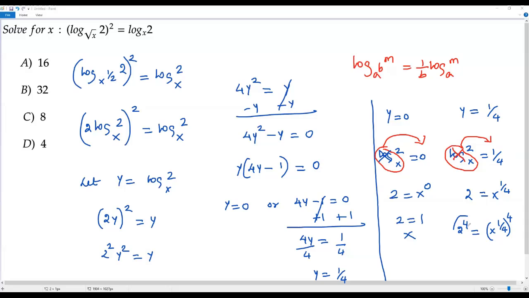The value of 2 to the 4th power is just 16. And when I multiply these two exponents, 1/4 times 4, according to the power of a power rule in exponents, the 4 cancels out. So we just get x to the first power, and x to the first power is just x. Now I got the value of x. The value of x is 16. The correct answer choice for this question is option A.